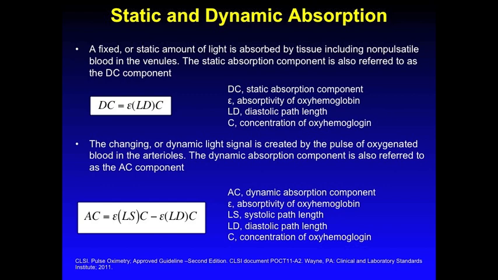Here, the path length, LD, is equal to the light path between arterial pulsations. The changing or dynamic absorption component is created by the pulsation of oxygenated blood into the arterioles. The dynamic absorption component is also referred to as the AC component. Here, the path length LS is the distance a light must travel during the pulsation of arterial blood.